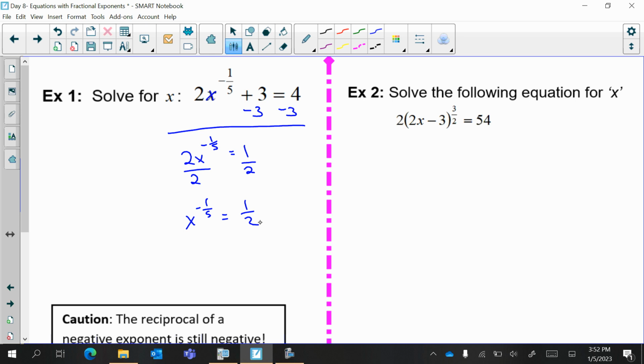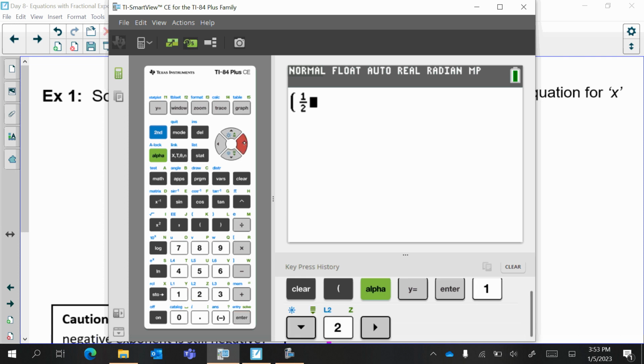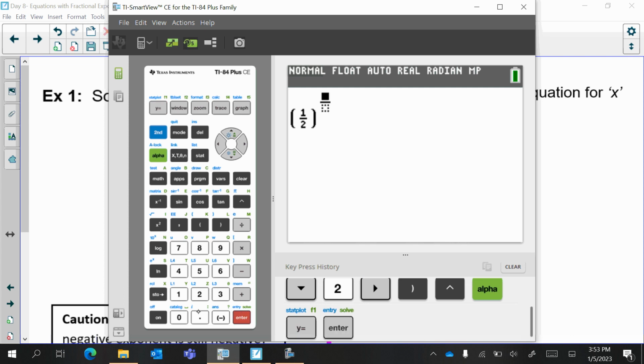Now, because we have a negative 1/5, we are going to raise it to the reciprocal power. And the reciprocal of negative 1/5 is negative 5/1. Now, all you're going to do is go to your calculator, type in everything exactly as you see it. So we have 1/2 to the another fraction, negative 5/1.